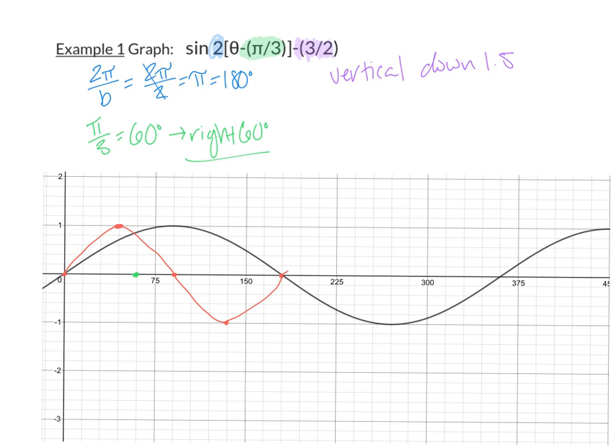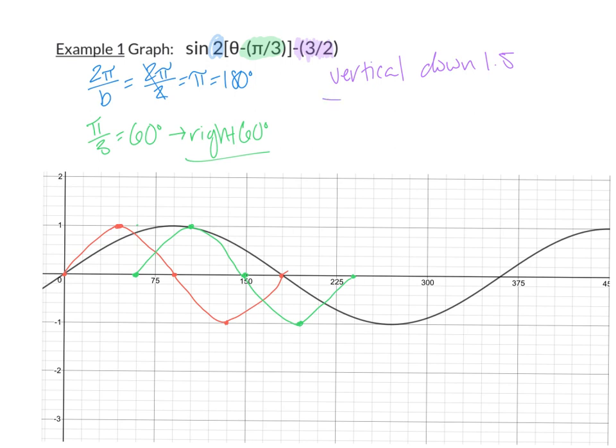This maximum is going to go over 1, 2, 3, 4, and it'll be right here. Same with all the points, 1, 2, 3, 4. Down the minimum, 1, 2, 3, 4. And back up to 0, but 1, 2, 3, 4. Okay. So this is changing the period, and it is shifting it right 60 degrees.